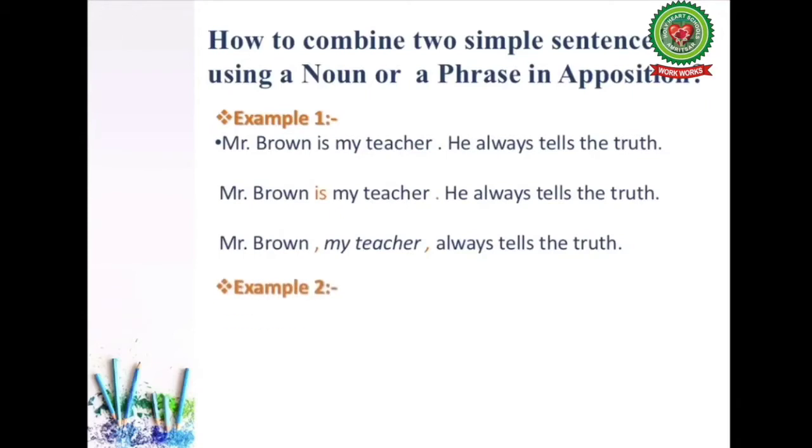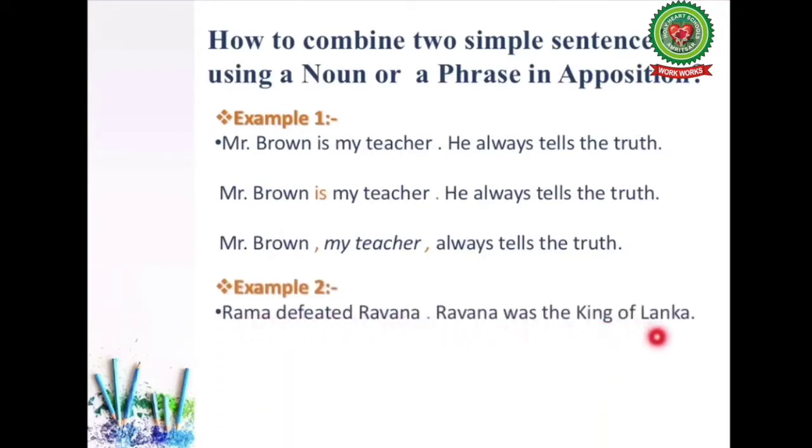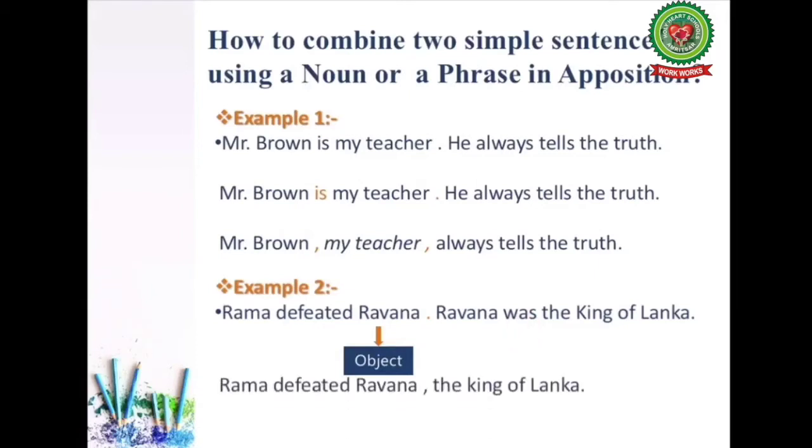Let's see example number 2. Rama defeated Ravana. Ravana was the king of Lanka. Now here we have got additional information about Ravana, that is the object of the first sentence. And what is additional information about Ravana? That he was the king of Lanka. So we will remove the verb was and we can write like this: Ravana, comma, the king of Lanka. So our answer will be Rama defeated Ravana, comma, the king of Lanka.